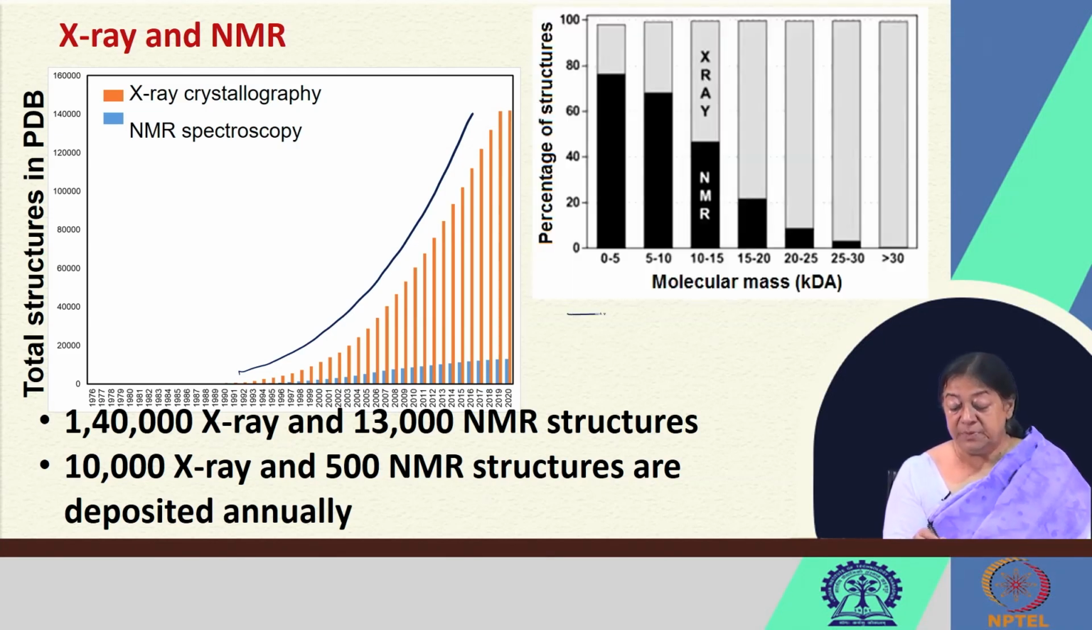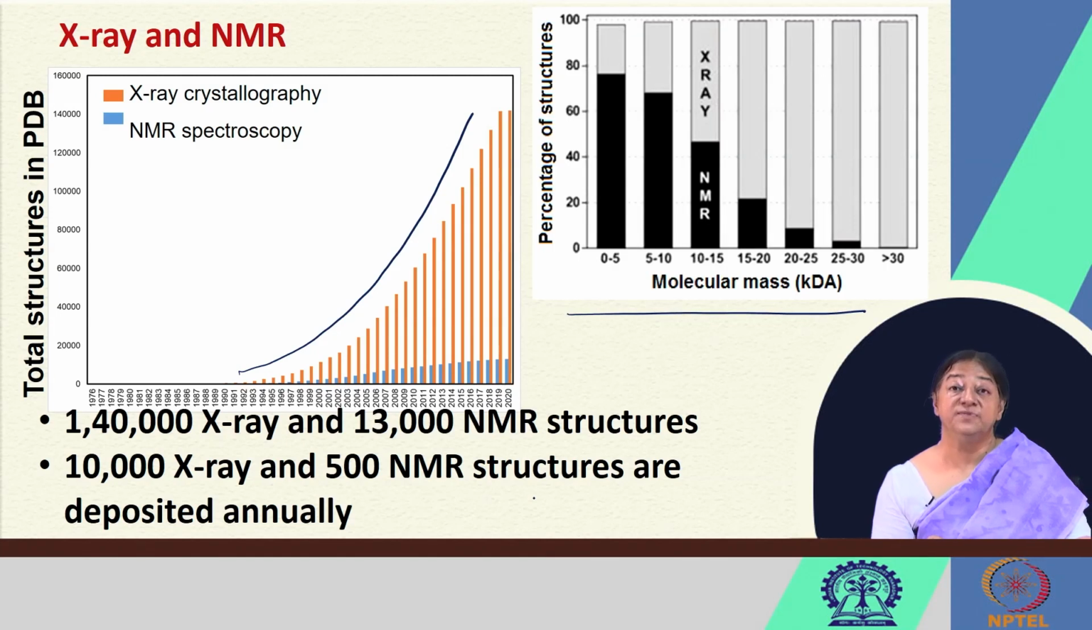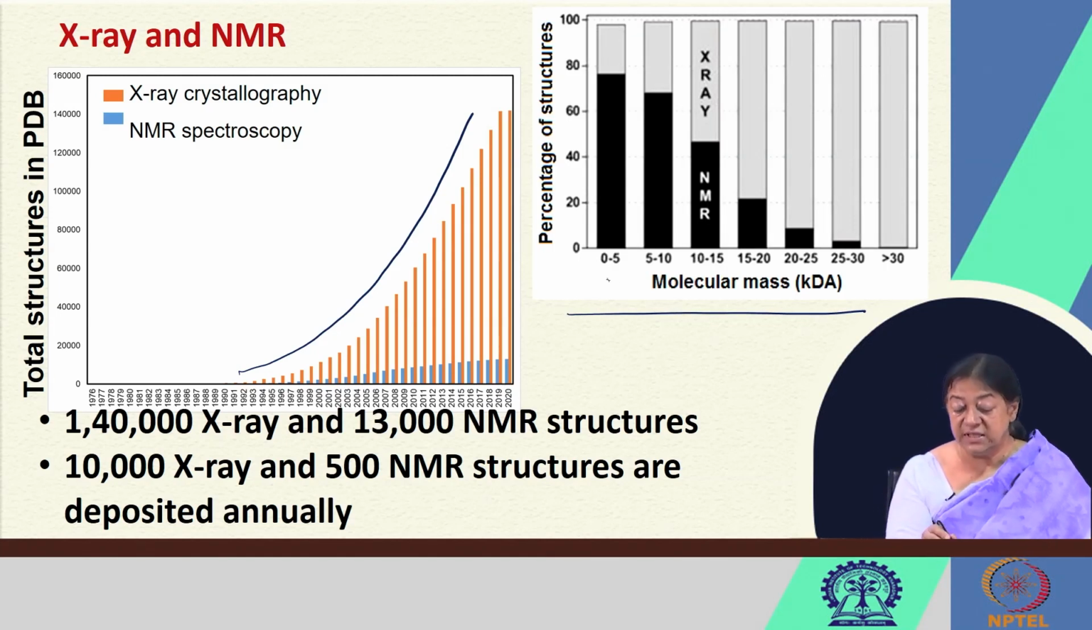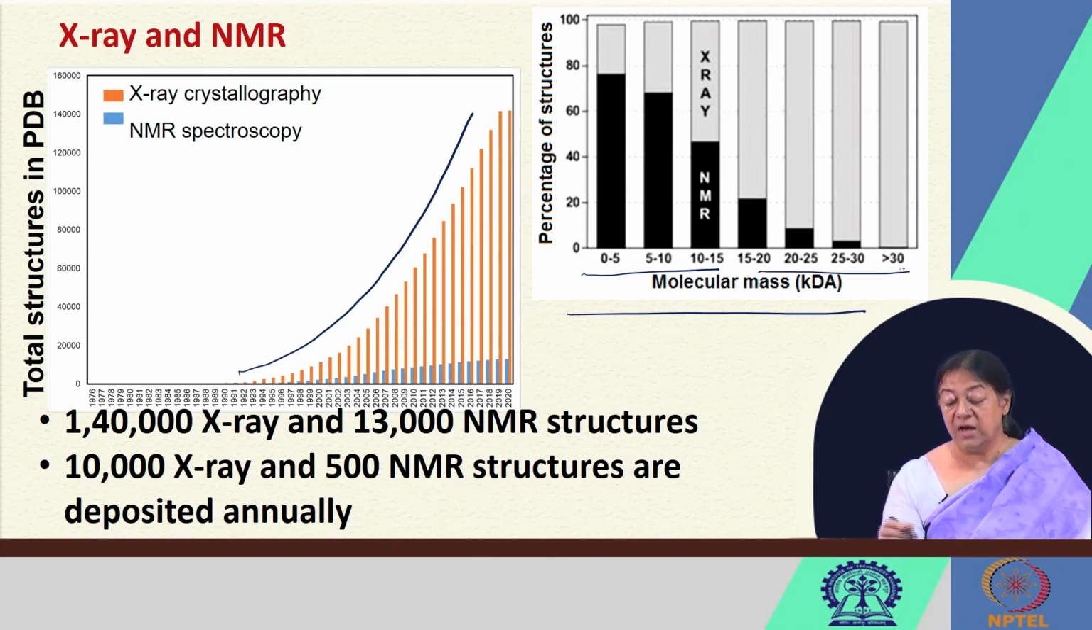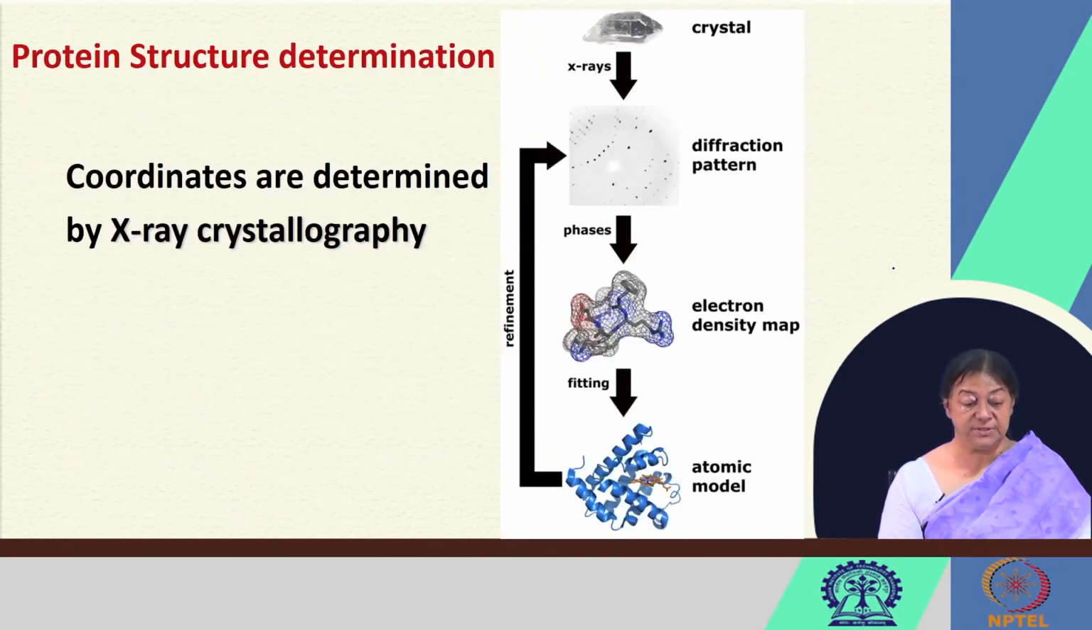When we look at the percentage of the structures in terms of molecular weight, we see that in the smaller molecular weight range we have NMR predominantly, but as we get to larger and larger molecular weights, X-ray structure determinations predominate.